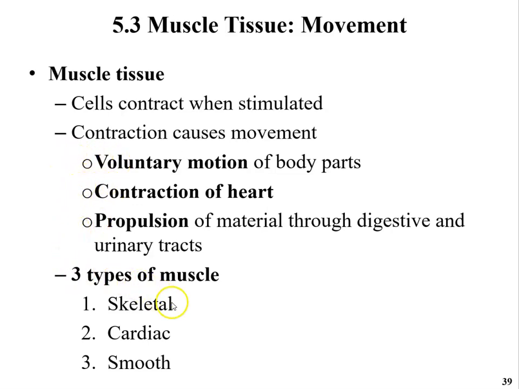And here's the three types. One is skeletal muscle, so that's going to be in charge of the voluntary motion of your body parts. The second type is cardiac muscle, and that's responsible for the contraction of the heart. And the third is smooth muscle, and that's going to be the muscles in your digestive tract that move food contents through.